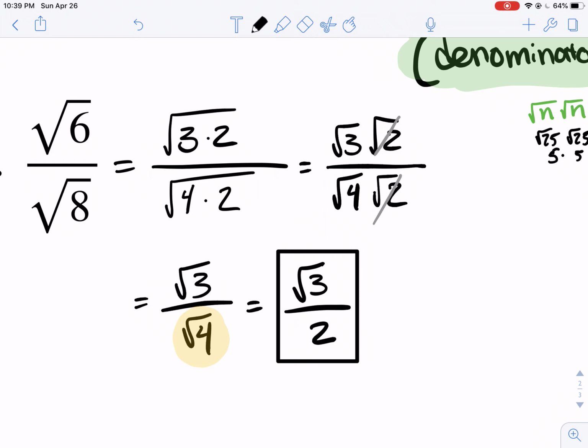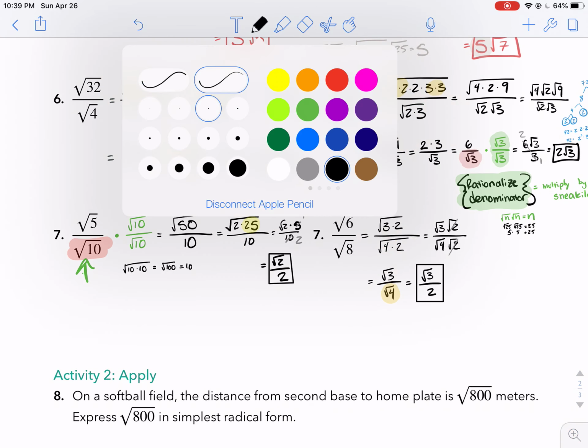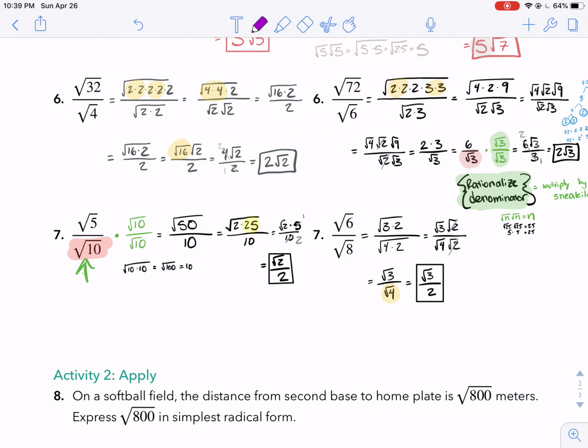So fun fact, these last two that we did, rad 2 over 2, the square root of 2 divided by 2, and rad 3 over 2, those are very important in advanced math. Oh, we love them. They're very important for what we call trigonometry, which is the study of triangles.